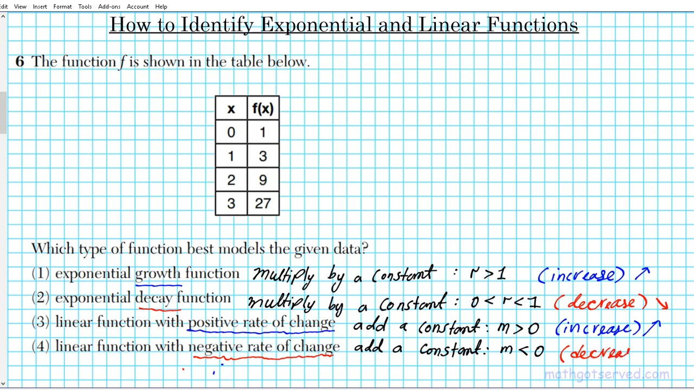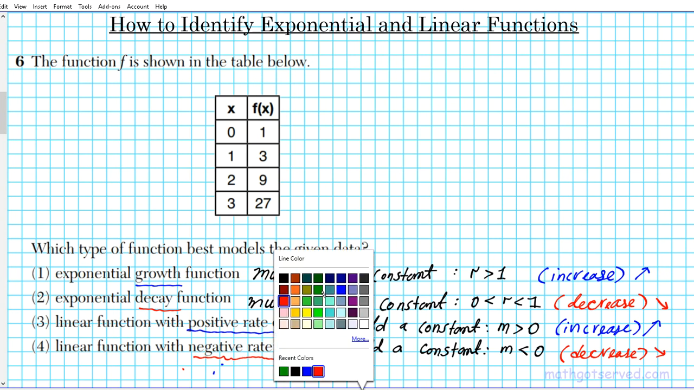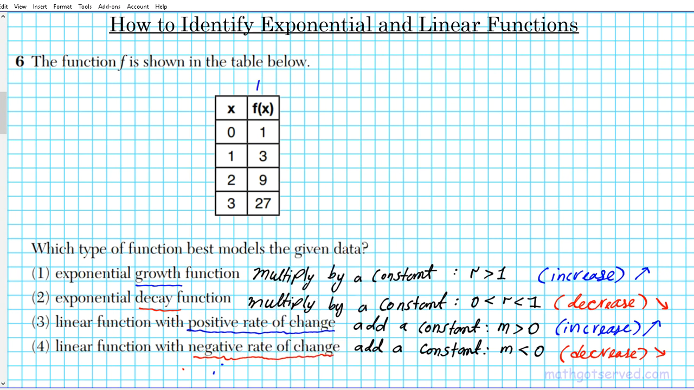So just by considering the behavior alone, you should be able to eliminate options. What am I talking about? Now take a look at f of x. As x increases, what is happening with f of x? 1, 3, 9, 27. It's increasing. Okay? So since f of x is an increasing function, it tells us that we can eliminate option 2 and 4 since those two functions exhibit a decreasing behavior.